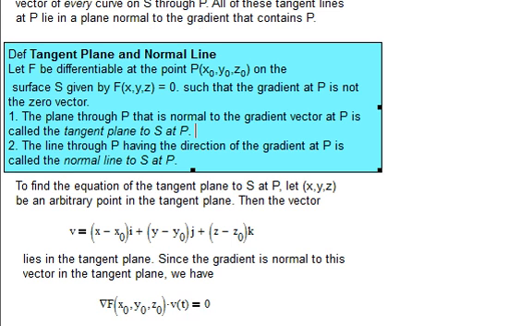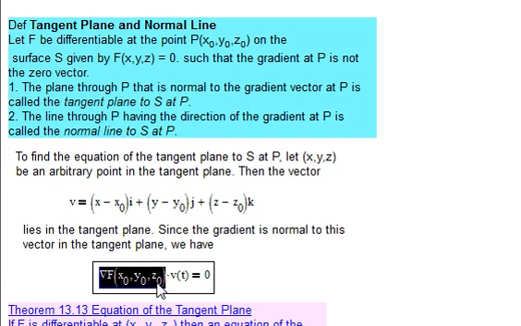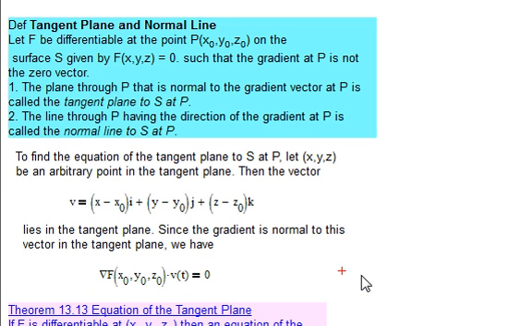So to find the equation of the tangent plane to S at P, to the surface at the point P, let (x, y, z) be an arbitrary point in the tangent plane, and then the vector v = (x - x0)i + (y - y0)j + (z - z0)k lies in the tangent plane. Since the gradient is normal to this vector in the tangent plane, we have del f of (x0, y0, z0) dotted with v equals 0. So here's the equation of the tangent plane.